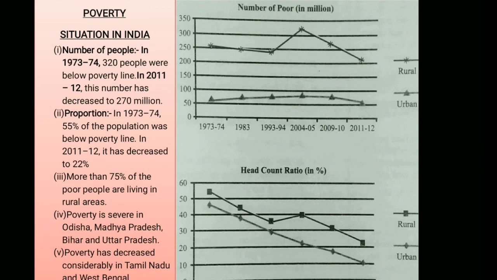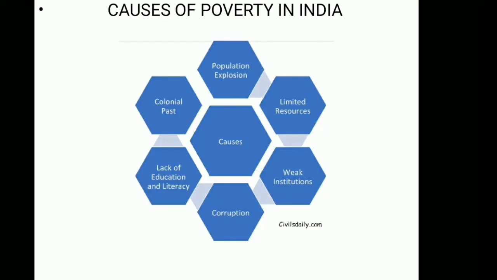More than 75% of poor people were living in rural areas. Poverty was very severe in some states like Odisha, Madhya Pradesh, Bihar, Uttar Pradesh. And poverty was successfully decreased in other states, Tamil Nadu and West Bengal.